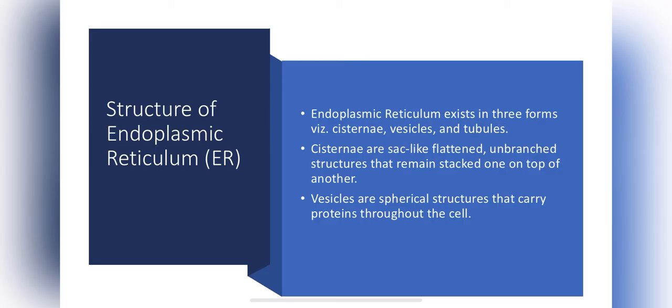Structure of endoplasmic reticulum. Endoplasmic reticulum exists in three forms: cisternae, vesicles, and tubules. Cisternae are sac-like, flattened, unbranched structures that remain stacked one on top of another. Vesicles are spherical structures that carry proteins throughout the cell.